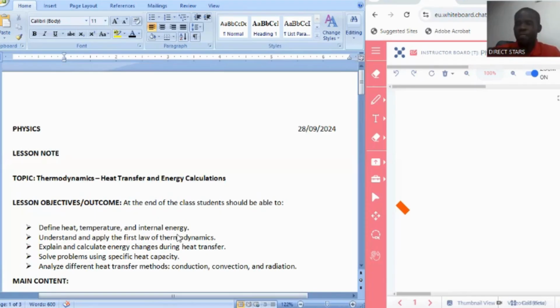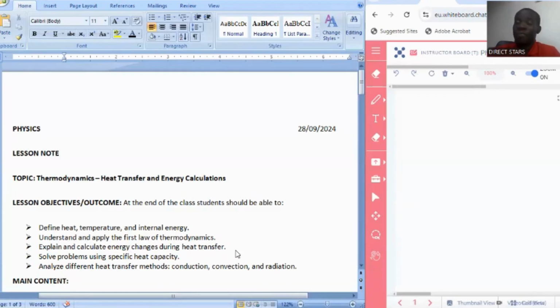Under this topic, we'll be having about 5 lesson objectives, but we might not really finish the lesson objectives today due to the constraint of time and also for you to be able to understand the concepts. So we're going to start from the first learning objective, that is for you to be able to define heat, temperature, and internal energy at the end of this lesson. Then to understand and apply the first law of thermodynamics.